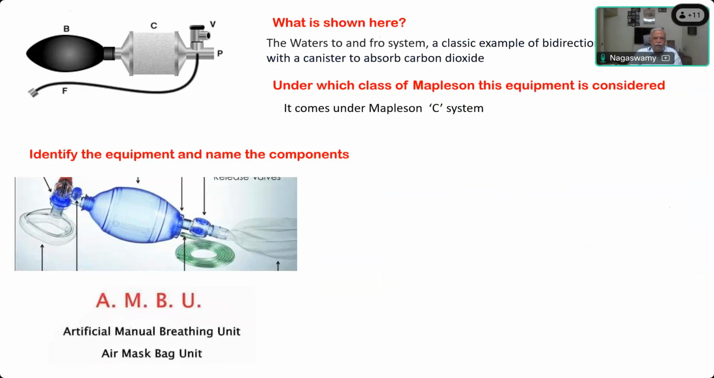And what is this? Fish mouth valve. This is another valve here for releasing excess pressure. What is this? Reservoir bag. Reservoir valve. Okay.